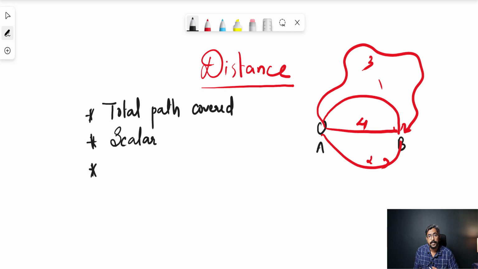Now the third point to be noted is the SI unit of distance in the MK system. I should say the system of units also. In the MK system, the SI unit of distance is meter. So this is all about distance: the total path covered, it is a scalar quantity, and the SI unit of distance is meter.